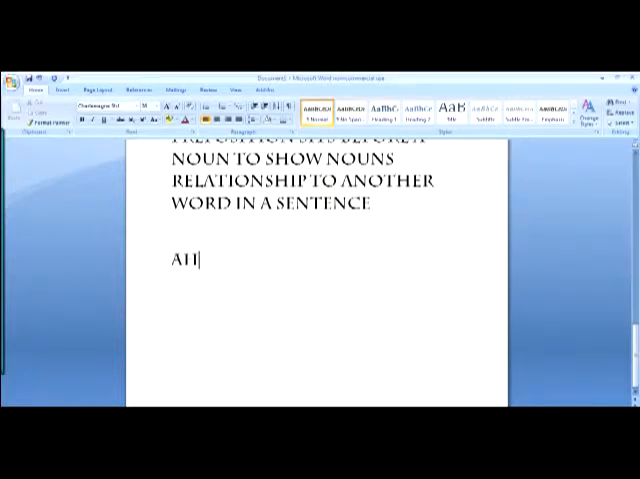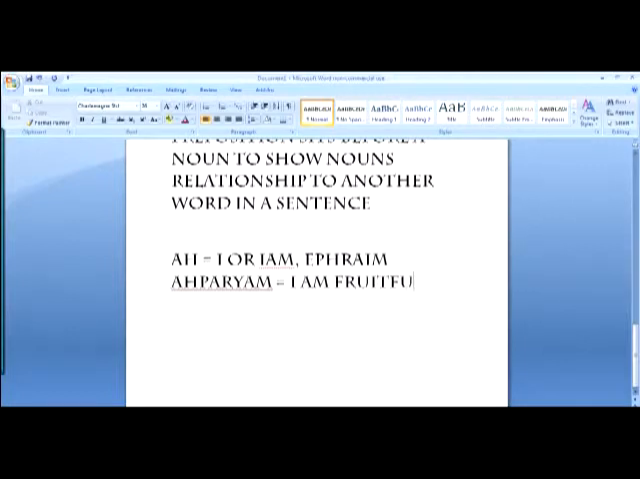The prepositions are a, the letter a. So whenever you see the letter a at the beginning of the word, if it's not part of the word, it's "I" or "I am." Alright, and I'll give you an example of that. The word Ephraim in the Hebrew is spelled Aparim, right? Now the word Aparim means I am fruitful. Okay? So I am fruitful.